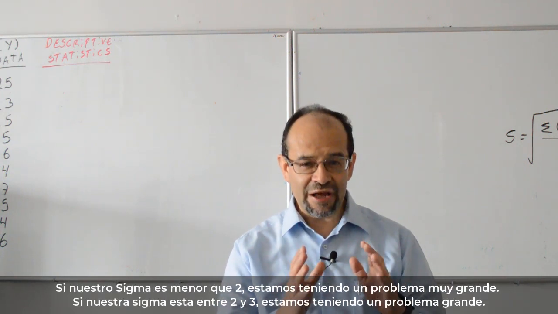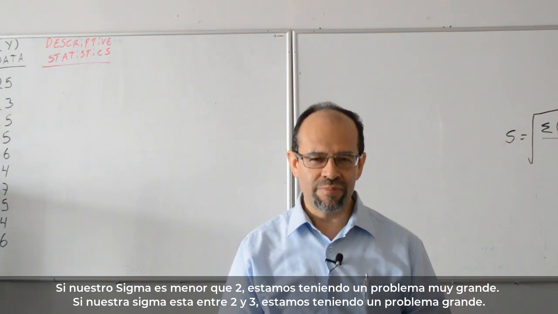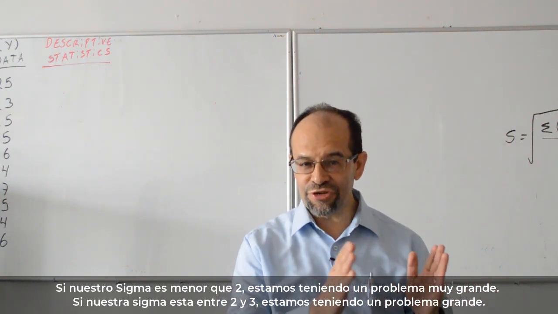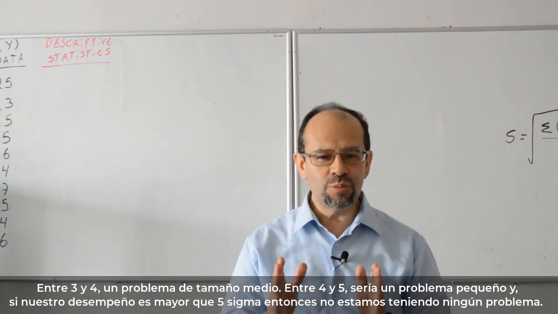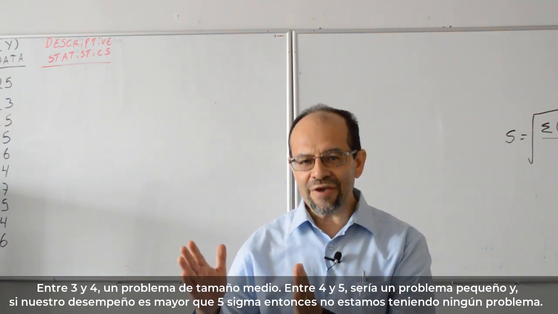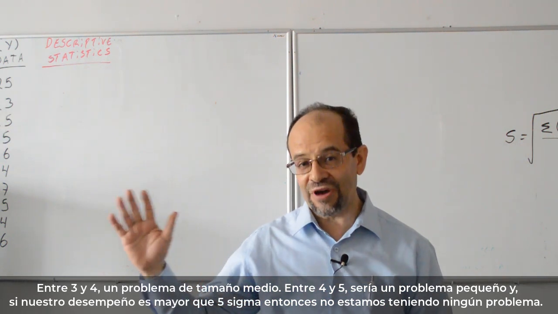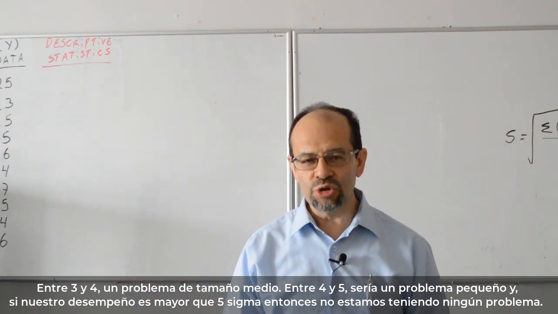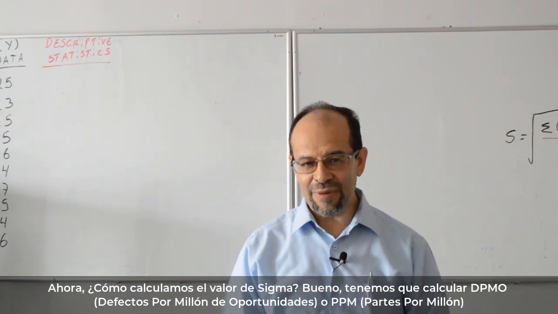If our sigma is smaller than 2, we are having a very big problem. If our sigma is between 2 and 3, we are having a big problem. Between 3 and 4, a medium-sized problem. 4 to 5 will be a small problem, and if our performance is greater than 5 sigma, then we are not having any problem. Now, how do we calculate the sigma value?